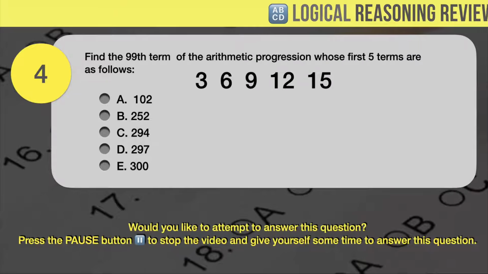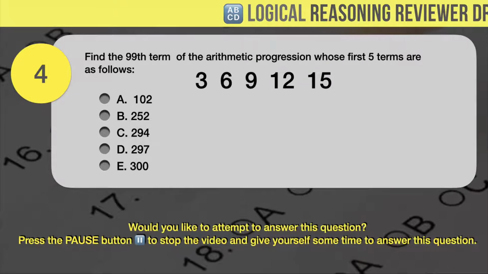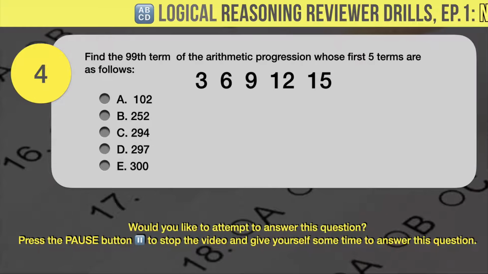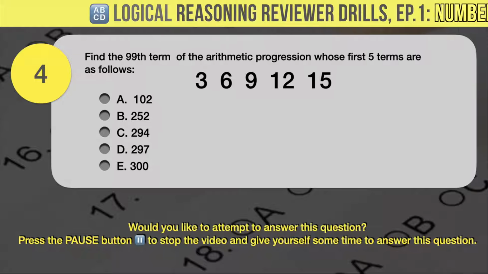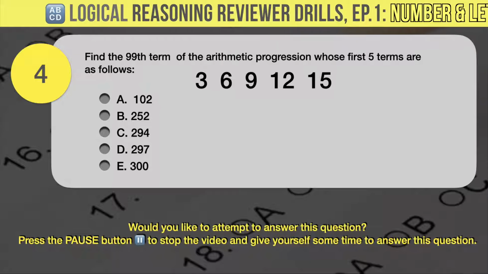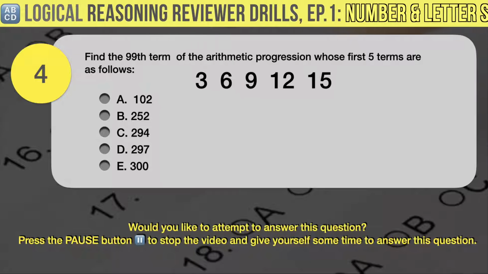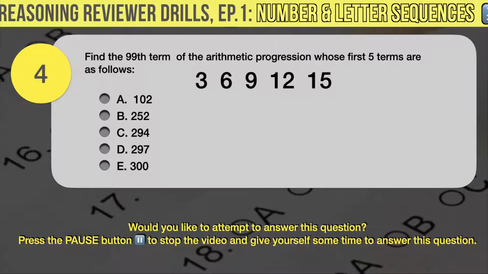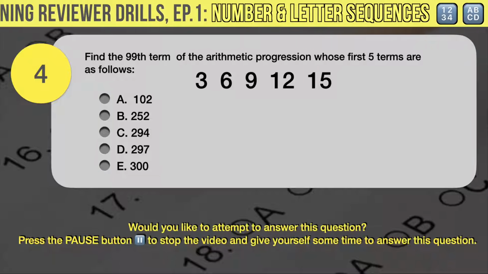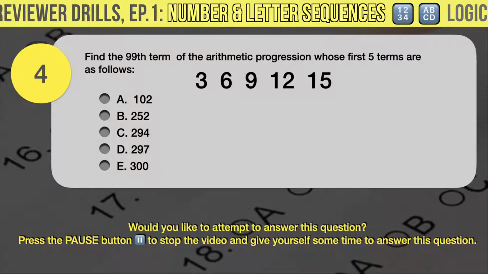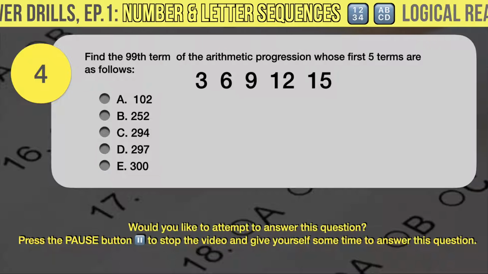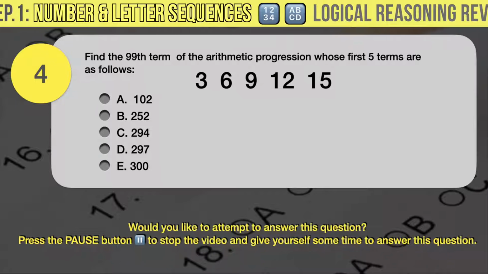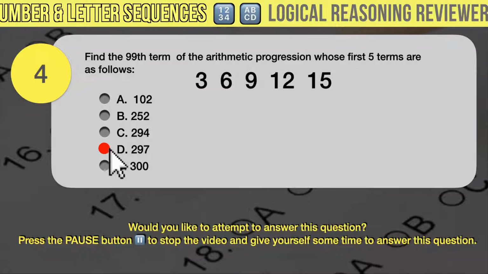Drill question number 4. Find the 99th term of the arithmetic progression whose first 5 terms are as follows: 3, 6, 9, 12, 15. Your answer choices are A. 102, B. 252, C. 294, D. 297, E. 300. The correct answer is D.